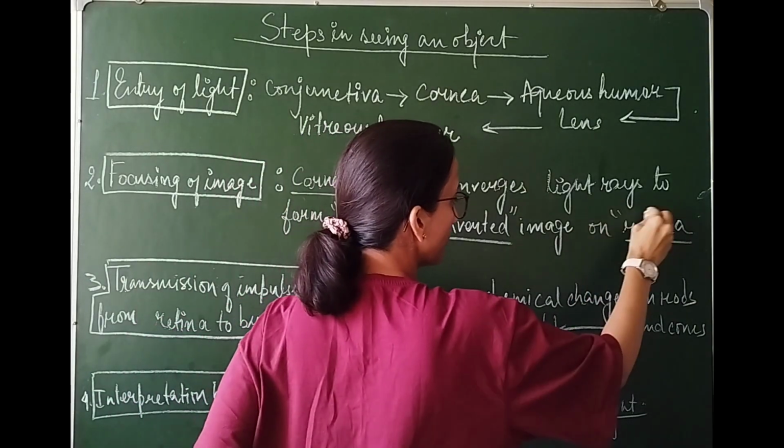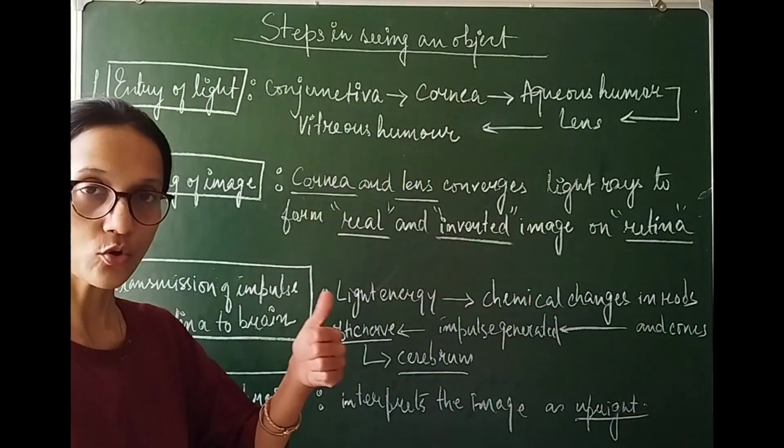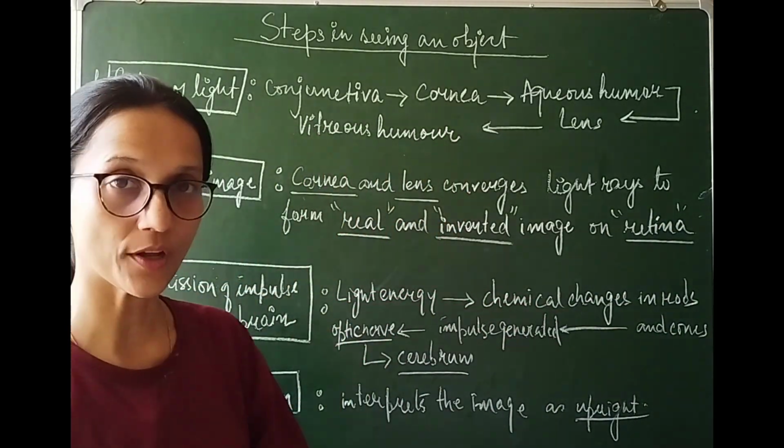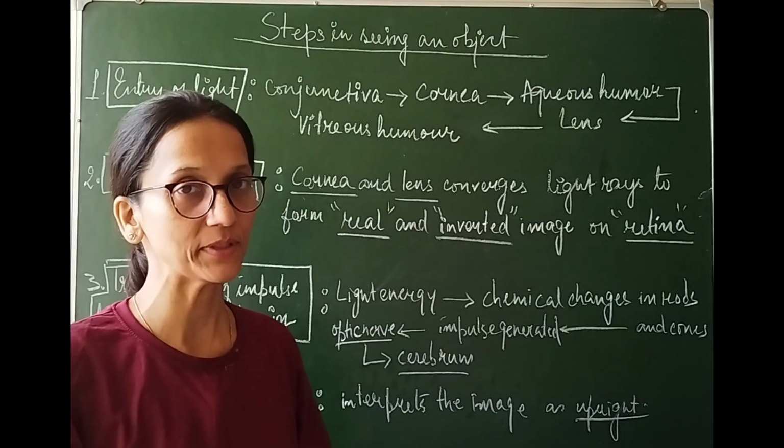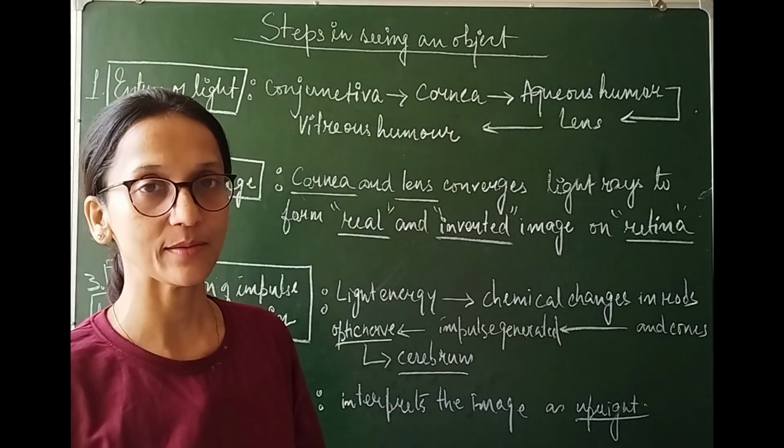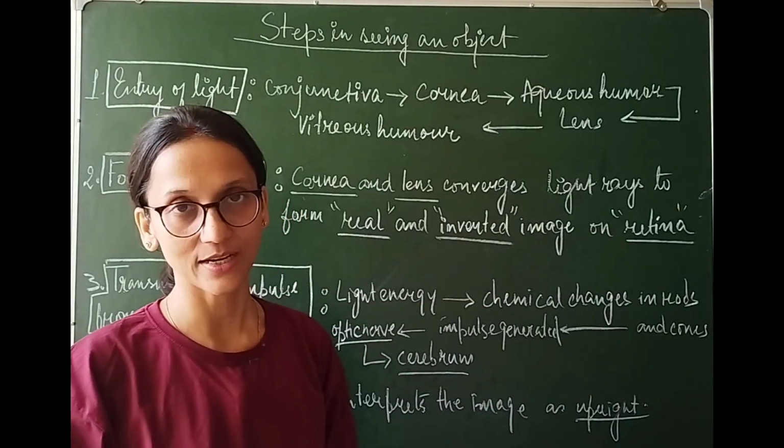So these are all the operatives and you must know all of them. So the cornea and lens basically help to converge the light rays. What kind of image are they forming? They are forming a real but inverted image. And where is this image cast? It is produced on the retina.